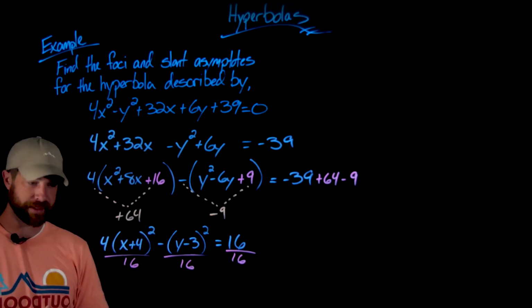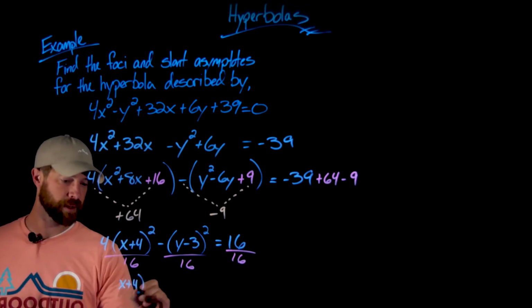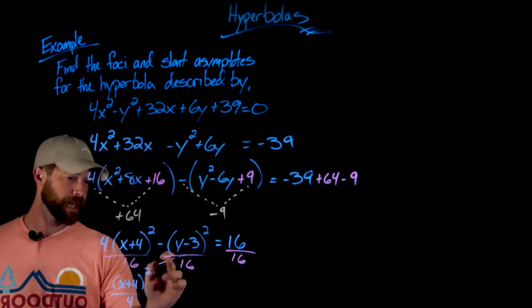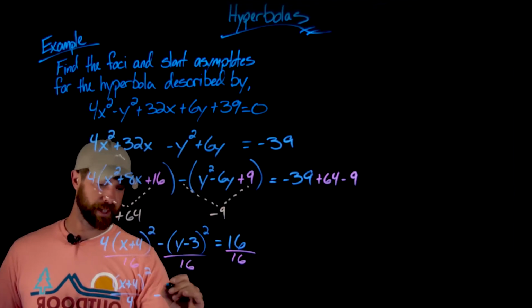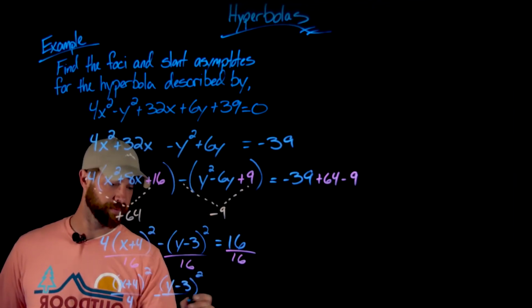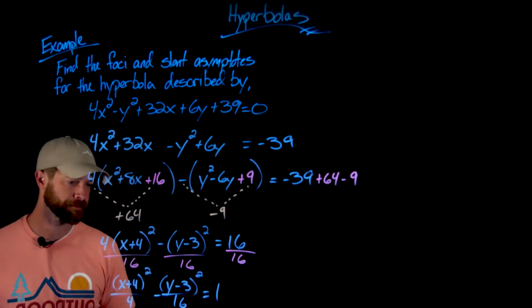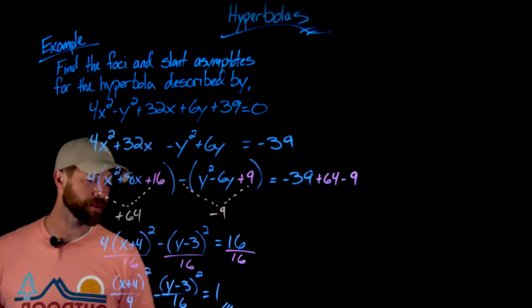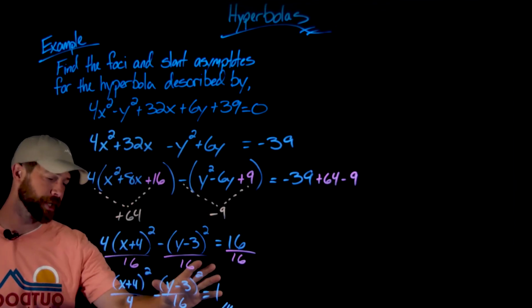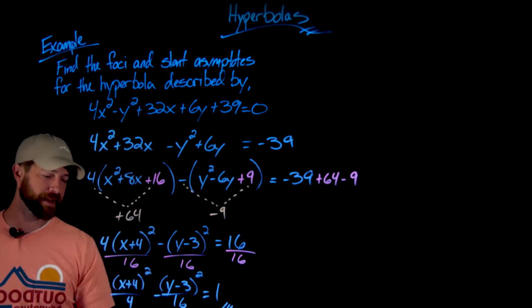And when I do that, I get (x + 4) squared over 4, these reduced to give me a 4. And this is minus, that just stays the same, there's no canceling there, (y - 3) squared over 16. And this equals 1. So here I have done the work of rewriting this equation for a hyperbola in its general or standard form. I now look at this and I can analyze the a values and the b values.